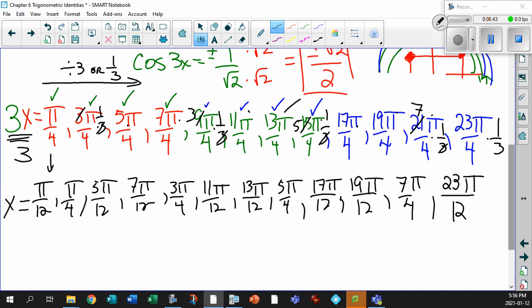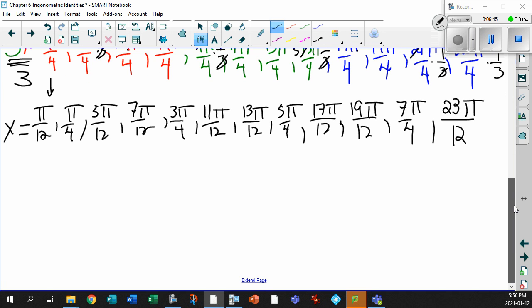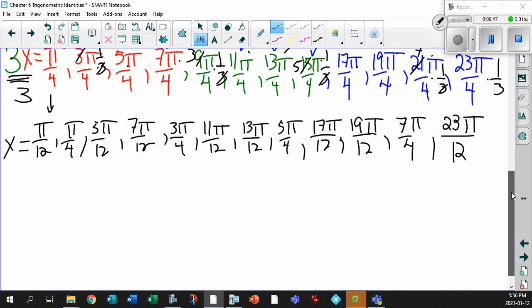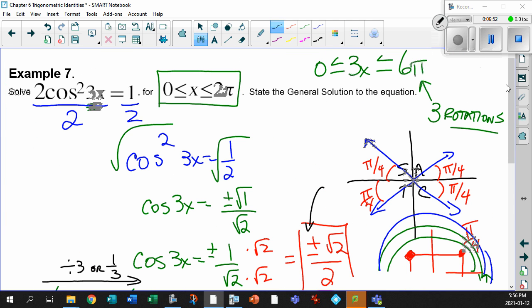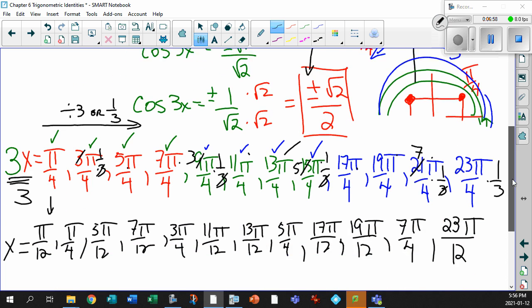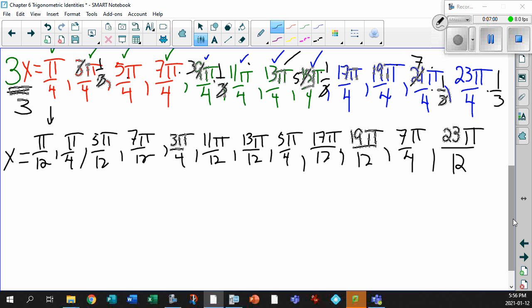But how about the general formula? Well, let's go back and look at the original. Going all the way back, we know that this has a b value of 3. So let's figure out the period. Being that this is cosine, the period is 2 pi over the b value. So that's all you have to add.